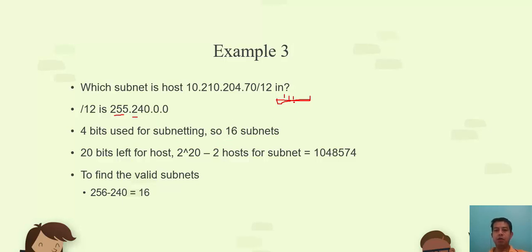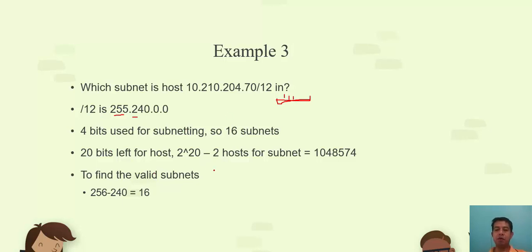And because 4 bits are used, how many bits are left for my host part? 20 bits are left. Clear? 12 bits are in the network part. Out of these 12 bits, 4 bits are for the subnet, and the remaining 32 minus 12, that is 20 bits, are left for my host part.